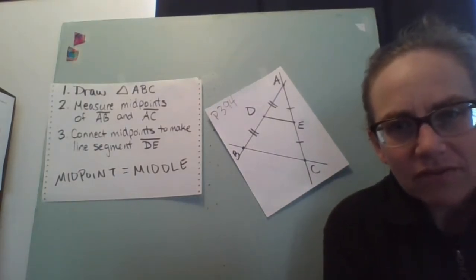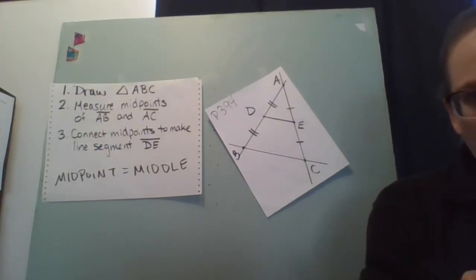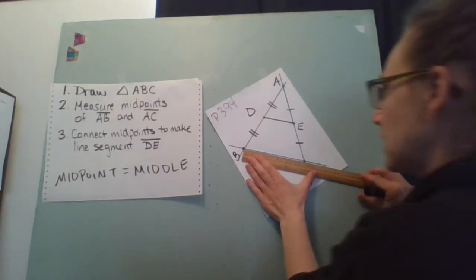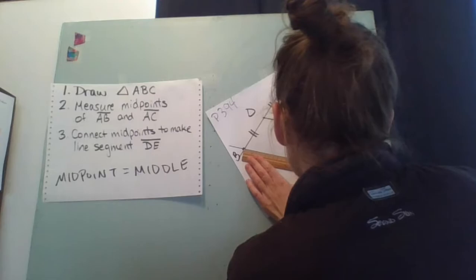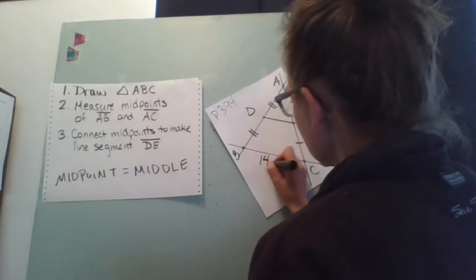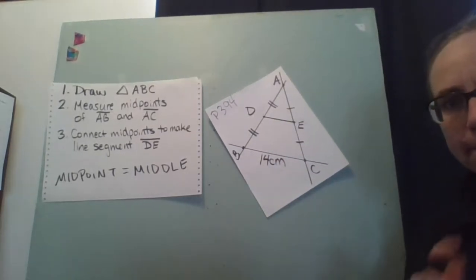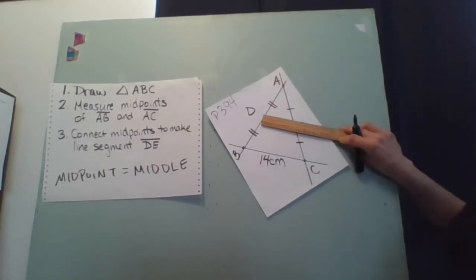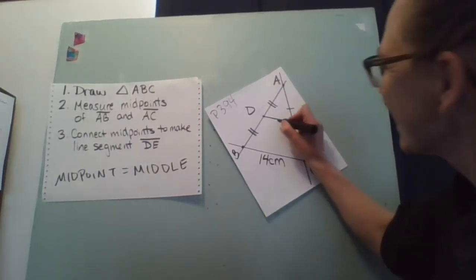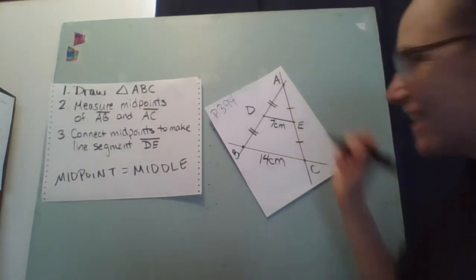And now I want to see what I found out. Okay, so I don't know what I find out. Let's see. If I measure this bottom length, I get a length of 14 centimeters. Okay. Now if I measure this length, let's see. Ah, holy smokes, it worked. 7 centimeters.